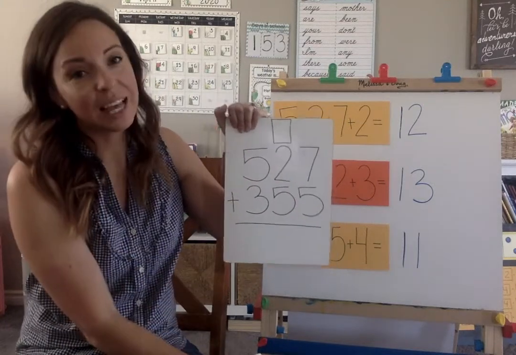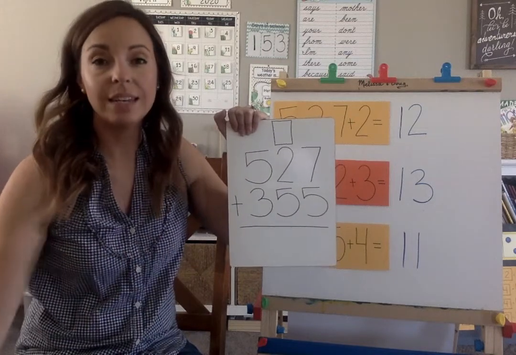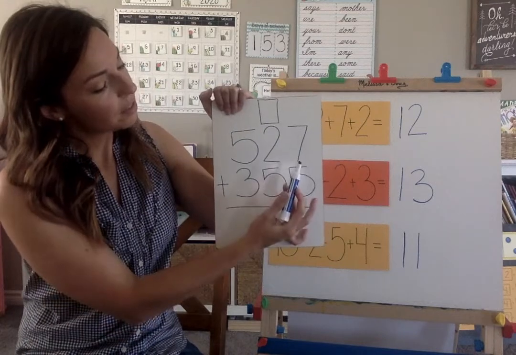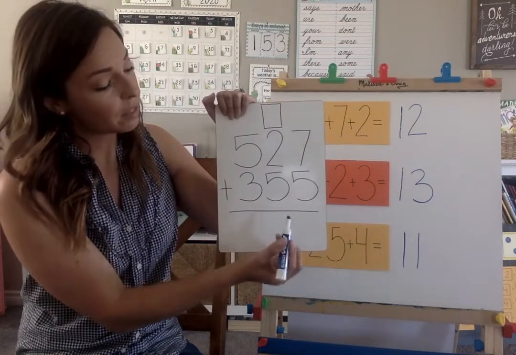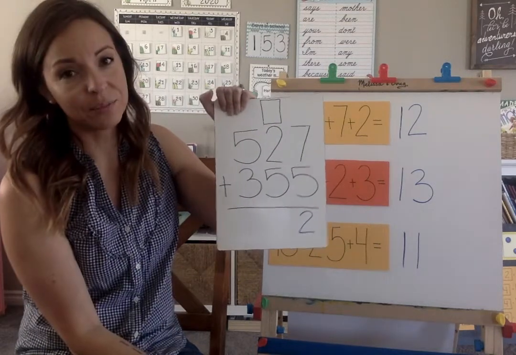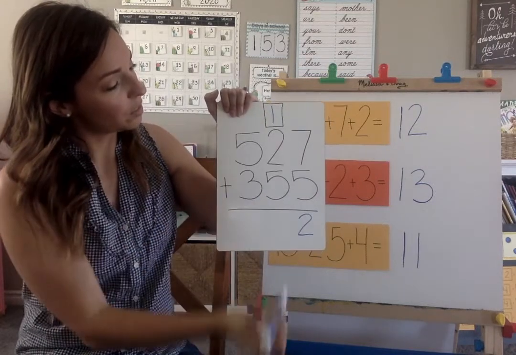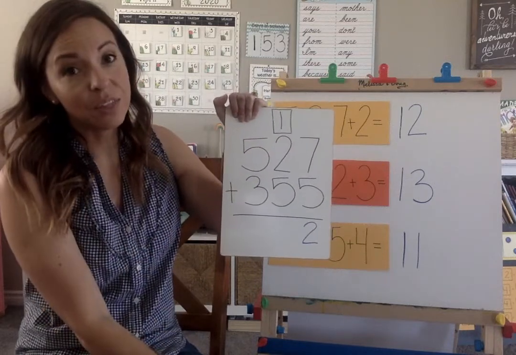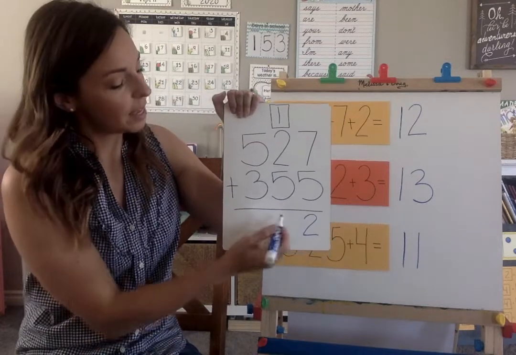So let's take a look at this one, and I just want you to follow along with me for this one, and then on the next one, you can do it with me on your whiteboard. 7 plus 5 equals 12. Now in the number 12, the 2 is in the ones place, so it can stay down here. The 1 is in the tens place, so we have to move it over to the tens place. 1 plus 2 equals 3. 3 plus 5 equals 8.